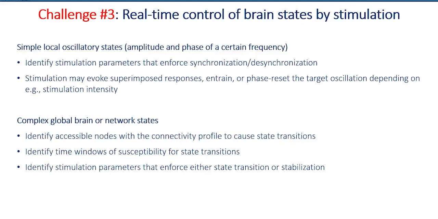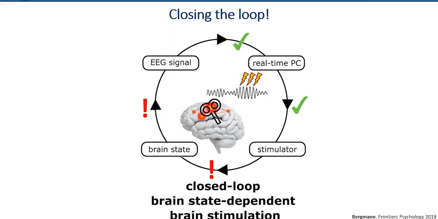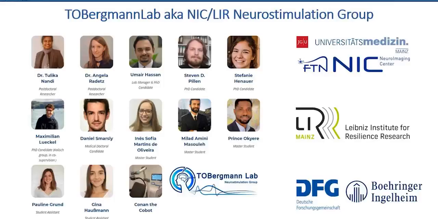Maybe control theory will come to the rescue and help us out to control these complex brain states with the simple means we have. And I'm sure that we're going to get there together, but there's a lot of homework to be done to be able to fully close the loop. So I'm thanking my lab members, my institutes, funding agencies, and thanks a lot for your attention.